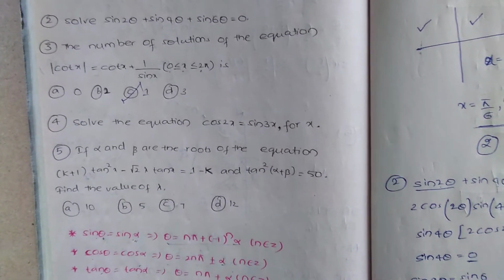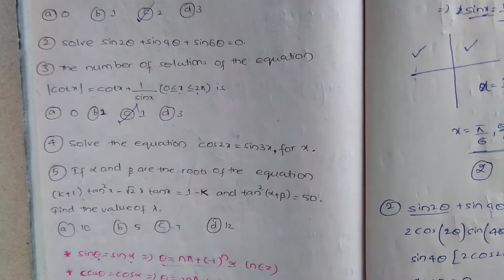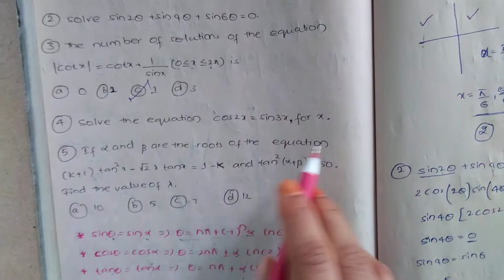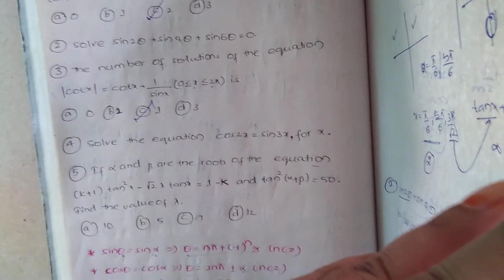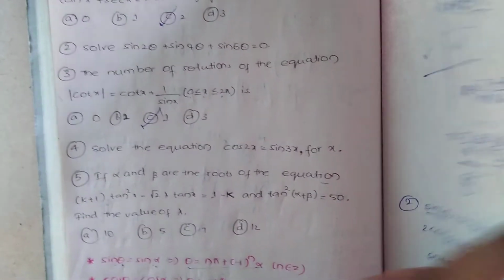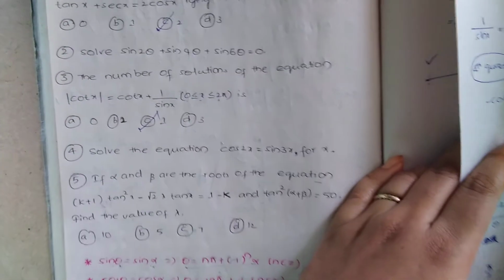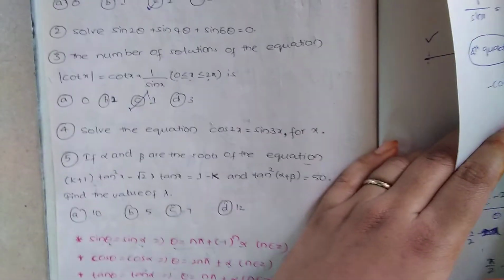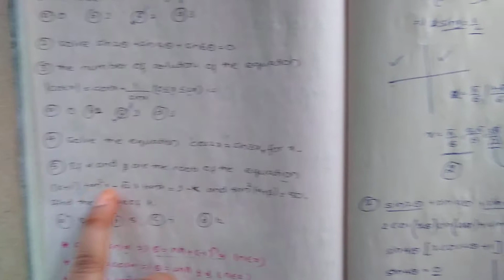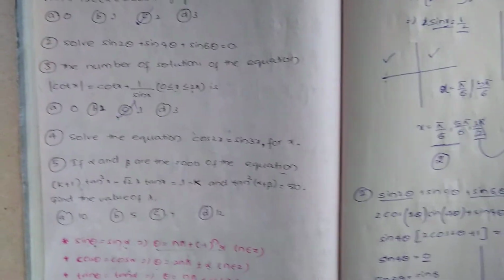Now let's go to the fifth question. This is a combined question of quadratic equations and trigonometric equations. If alpha and beta are the roots of the equation k plus 1 into tan square x minus root 2 lambda tan x is equal to 1 minus k, and they gave the value of tan square of alpha plus beta, they are asking the value of lambda. See the question very carefully. All are in terms of tan.